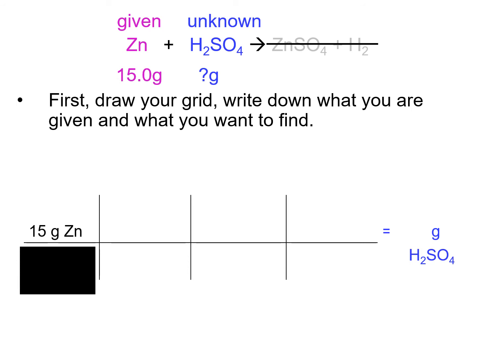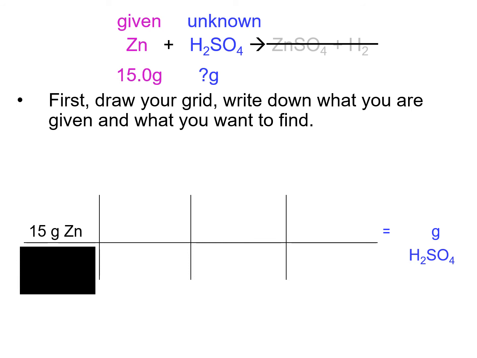Make your grid. Write what you know in the upper left-hand corner, 15 grams of zinc. I left off a 0 or 2 there on the PowerPoint that I'm making. If I put too many numbers in these boxes, they get too small to see. Way over on the right-hand side, we have grams of sulfuric acid. That's our unknown.